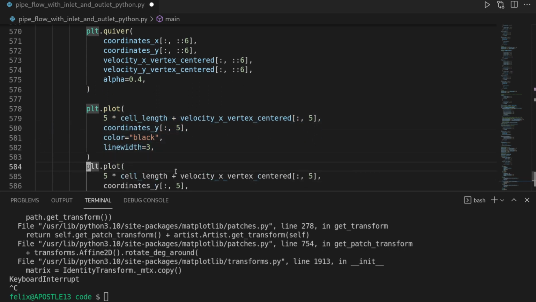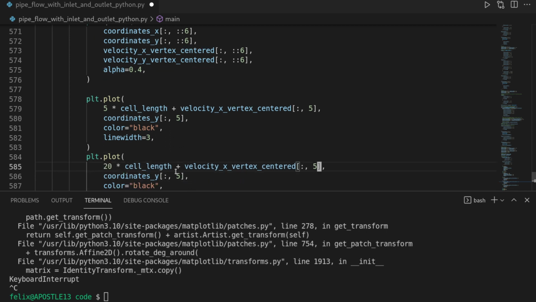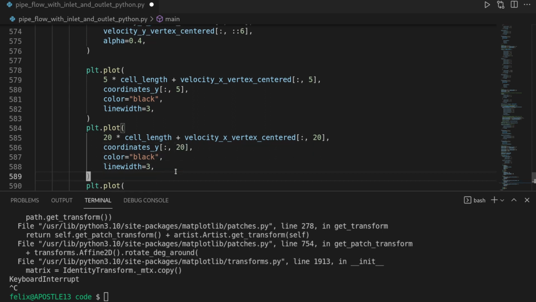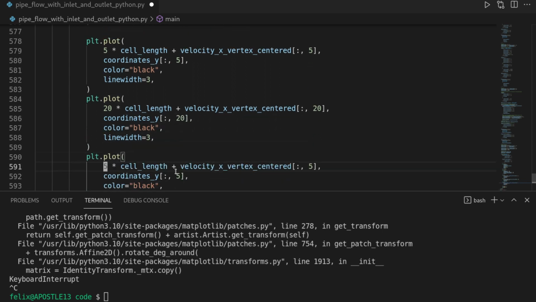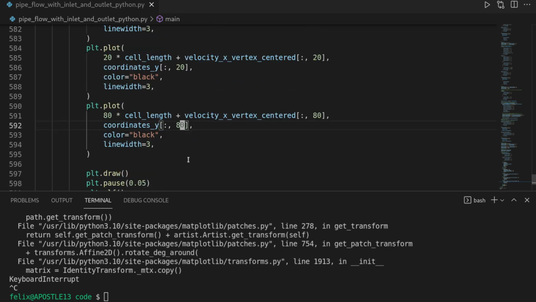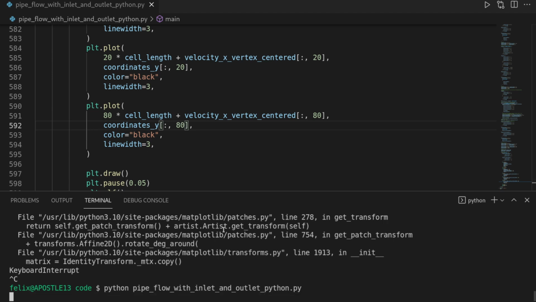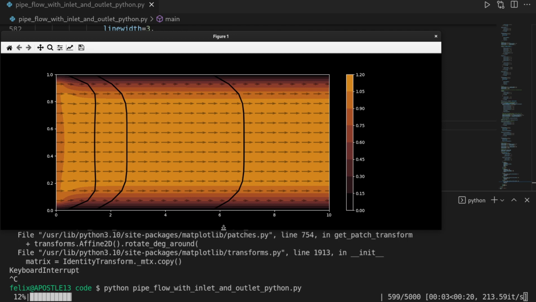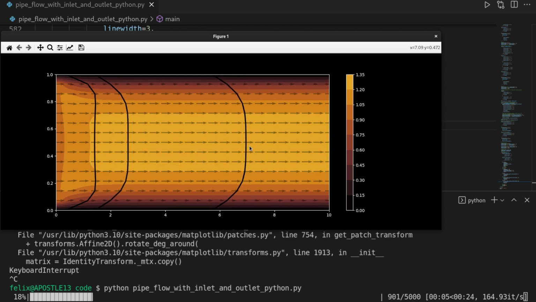So let me do 2 more, and I want to have one at 20 discretization points in, and another one at 80, because the one at 80 in our current configuration should be sufficient to already get the fully developed flow pattern. So let me run that. And here we see, yes, that's the flow pattern we want here.